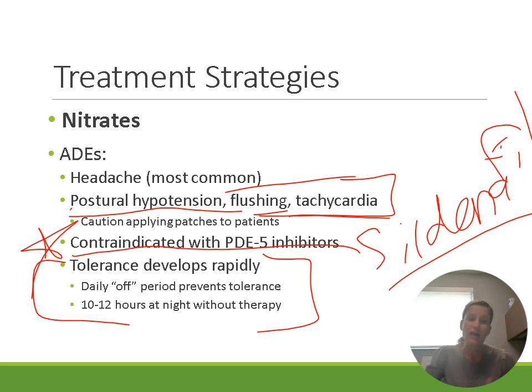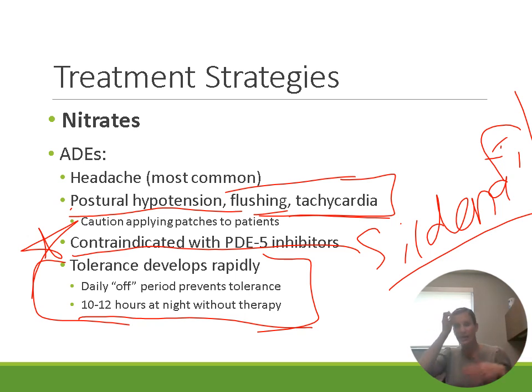Lastly, tolerance develops rapidly when nitrates are taken around the clock. So they cannot be taken around the clock, right? Patients, when you give them isosorbide dinitrate or isosorbide mononitrate or the patch or whatever, they don't take it 24/7. There's a daily off period. There's a time in the day where the patient doesn't take the drug to prevent that tolerance from developing. So typically they go 10 to 12 hours at night without the drug.